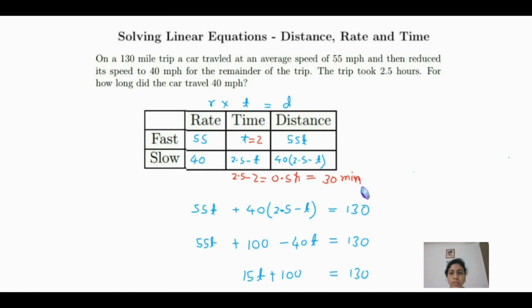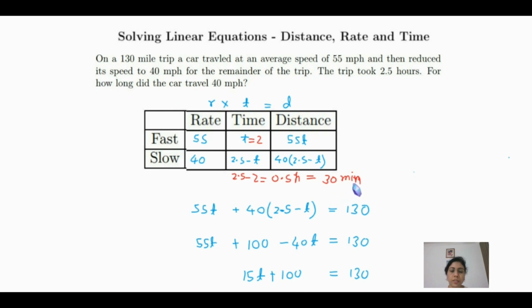So here is the answer. How long did the car travel at 40 miles per hour? The car traveled at 40 miles per hour for 30 minutes. Okay, so this is our answer.